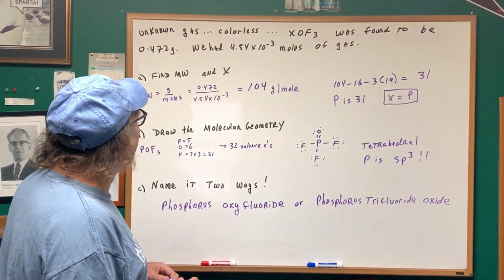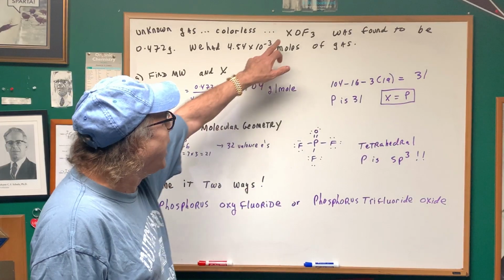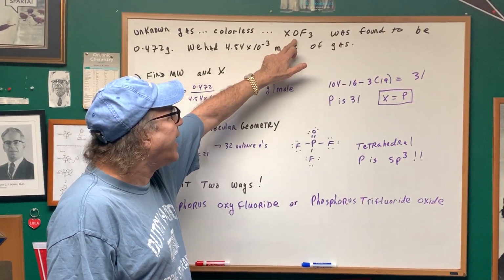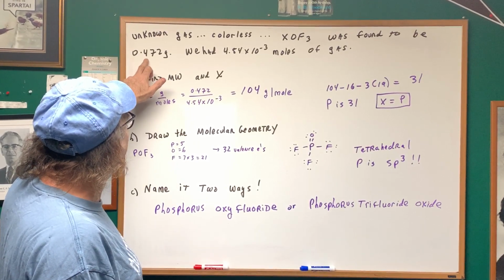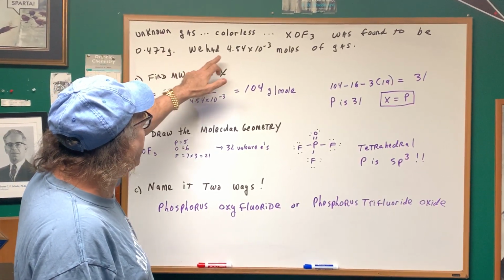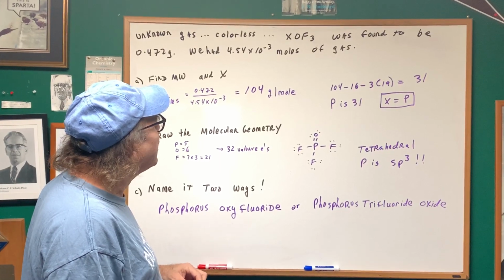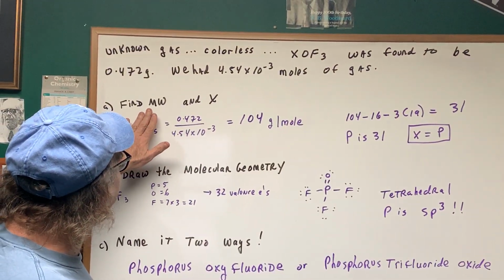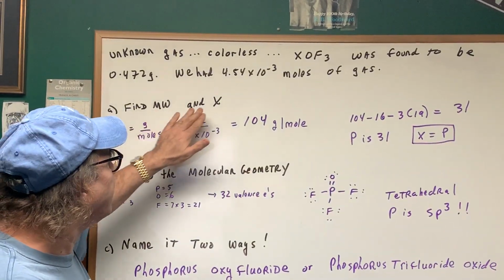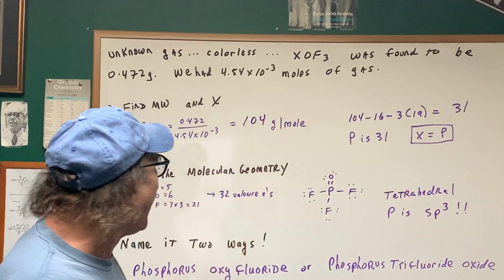We have an unknown gas that was colorless, and it had the molecular formula XOF3. We found that the mass was 0.472 grams, and we had 4.54 × 10^-3 moles of the gas. Part A, we're going to find the molecular weight of the compound, and we're going to identify X.